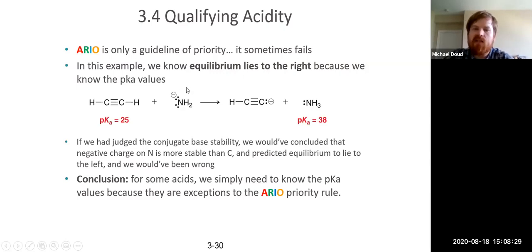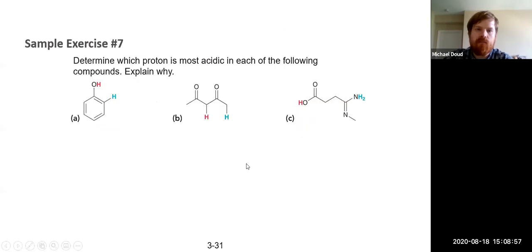This NH2 minus anion is actually much more basic than we predict, and this sp hybridized carbanion is going to be a little bit more stable than what we predict. So here the position of equilibrium actually lies to the right. Now we can figure that out with pKa's. So sometimes we do need to know pKa's to figure it out. Again, the REO method just sort of gives us a set of guidelines to point us in the correct direction. Okay, so with that, let's go ahead and pick up with sample exercise number 7.